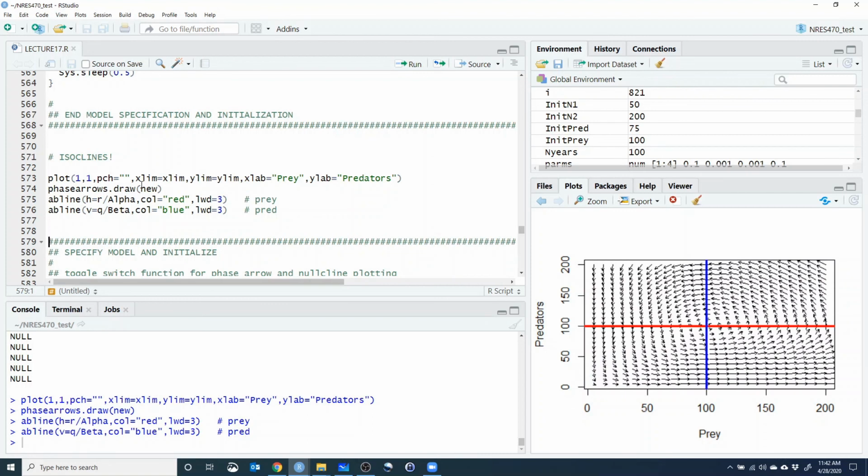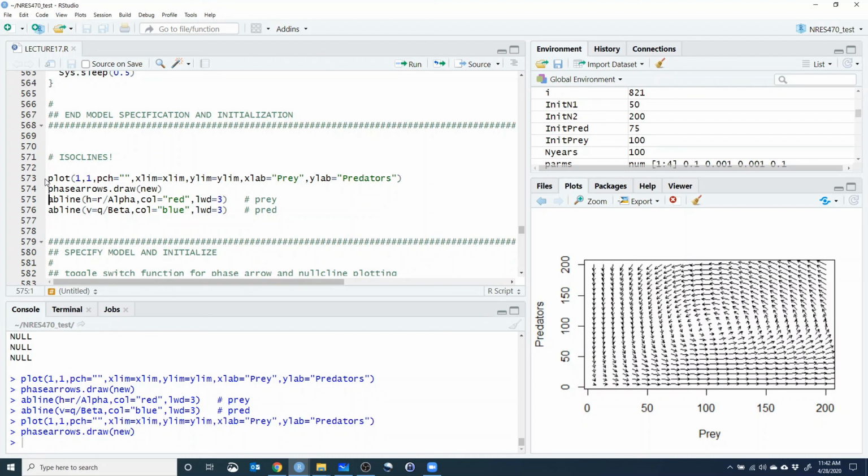Here are isoclines, and isoclines again are just those points where either the prey or the predator population is not growing and not declining. So we have two isoclines here. Let's draw them one at a time. There's our arrows. Let's draw the prey isocline first, and we're going to draw that in red.